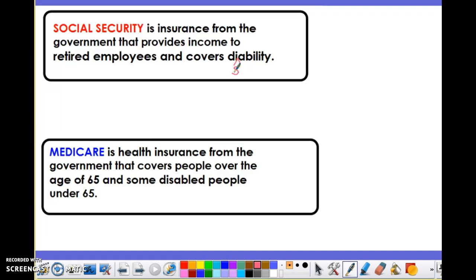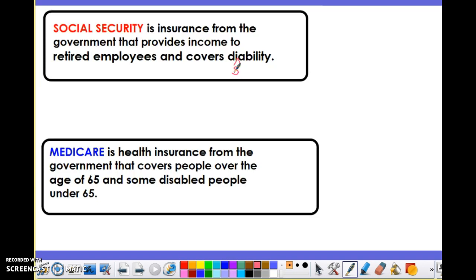Medicare, on the other hand, is a health insurance from the government that covers people over the age of 65 and some disabled people under 65. So again, once you retire, around that age of 65, the government is going to provide that health insurance for you. And this is something that comes out of our paychecks now as we're working, so that we can enjoy that benefit when we retire.